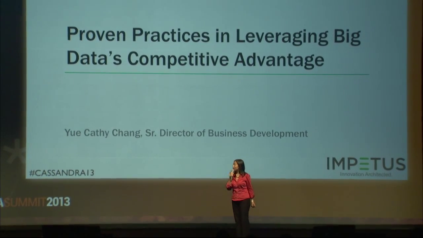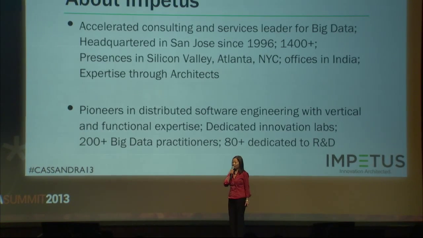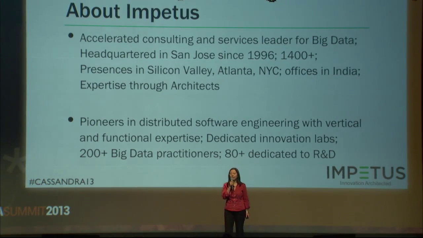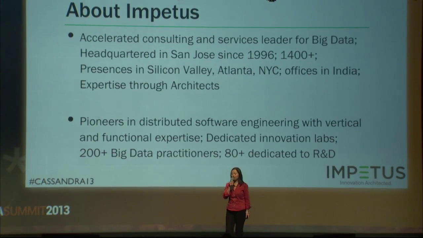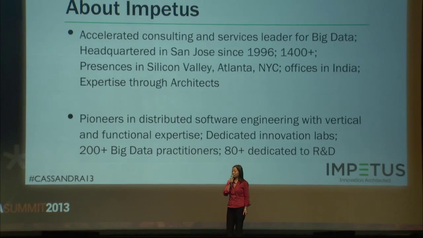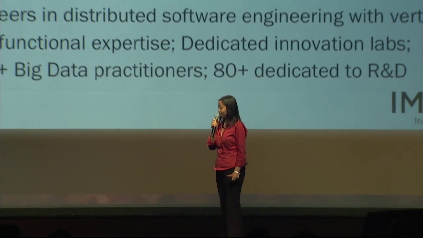So, Cathy Chang, Senior Director of Business Development at Impetus, and today I'll talk about proven practices in leveraging big data's competitive advantage. A little bit about Impetus. It's a consulting and services leader for big data, headquartered in San Jose, with 1,400 plus engineers with presence in the US and India, and over 200 of our folks focus on big data specifically, 80 of them dedicated to R&D. One of the examples of innovation coming out of our innovation lab is Kundera, an annotation-based Java library for NoSQL technologies such as Cassandra.